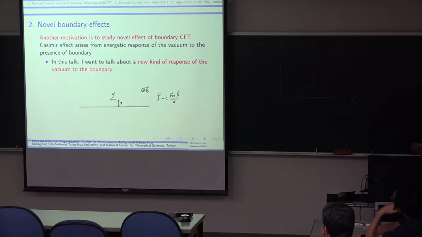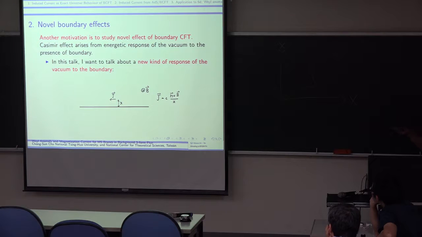So for example, I will show you that the Casimir effect, which is just the standard Casimir effect between a capacitor in vacuum, where you get Casimir forces, can be understood from anomaly. That's one thing. Also, I will generalize that phenomenon. The Casimir effect is an energetic response of the vacuum to the presence of a boundary. There's a generalization of this effect.